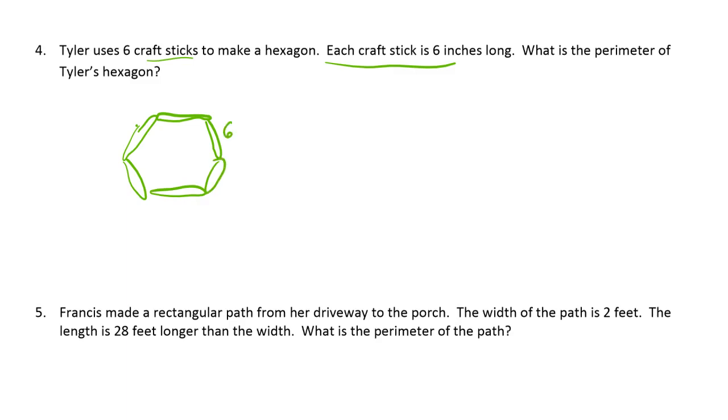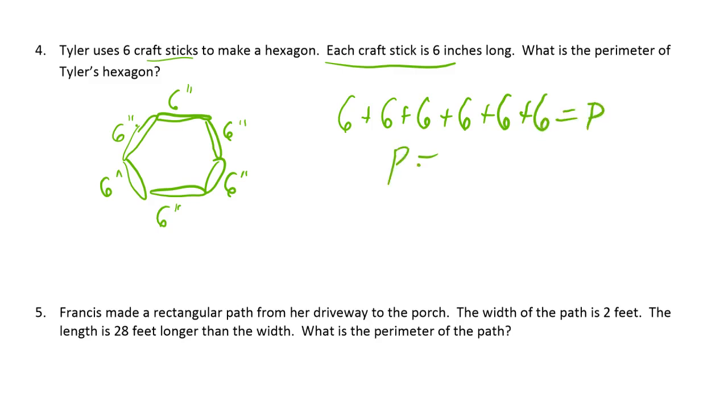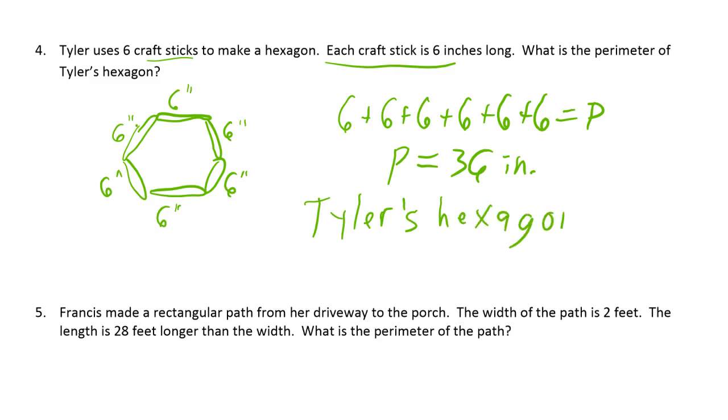And then label them. And like I said before, inches could be this long. It looks like a quotation mark, doesn't it? That's just another way to abbreviate inches. And so it's 6 sixes. P. Tyler's hexagon has a perimeter of 36 inches.